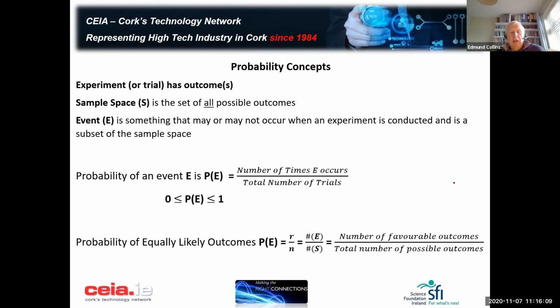So the probability of equally likely outcomes, P(E), is r over n, or in this case, the number of favorable outcomes over the total number of possible outcomes. So E over S, that's how you calculate probability. So the calculations in probability are relatively straightforward. It's just a matter of getting the data correctly, and certainly sample space is the first place to start.